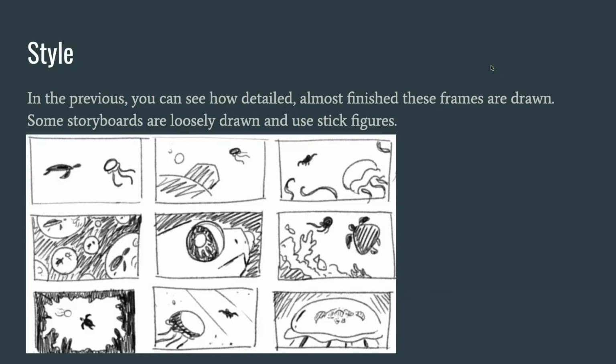Okay, the style. In the previous examples, you can see how detailed, almost finished these frames are drawn in the Star Wars examples, but some storyboards are loosely drawn and use stick figures. Here you can see this has a turtle and a jellyfish, and the action is still being described. The frames are just loosely drawn, and you still get a sense of the flow of the story, which is what we want to do.